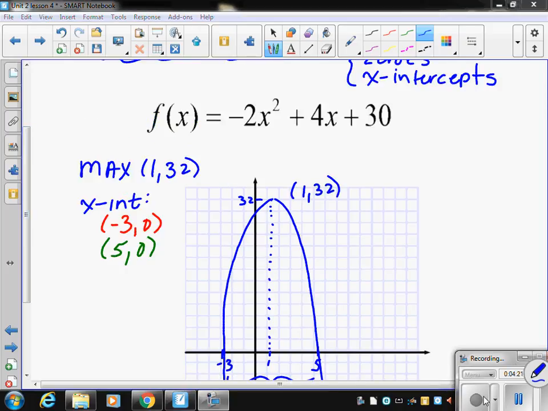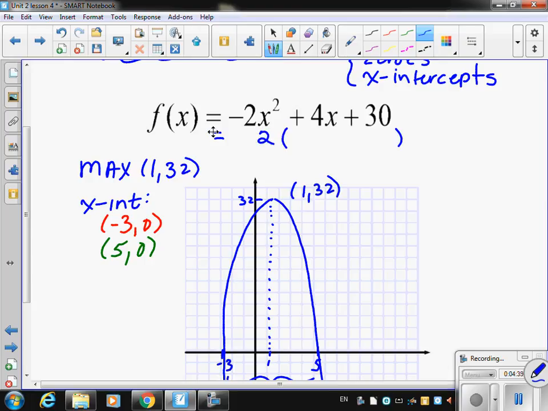I'd like us to just take a second and look at this equation and use our skills of factoring to see if anything interesting comes out. When I look at the 3 terms, negative 2x squared plus 4x plus 30, I see that there is a greatest common factor of 2.